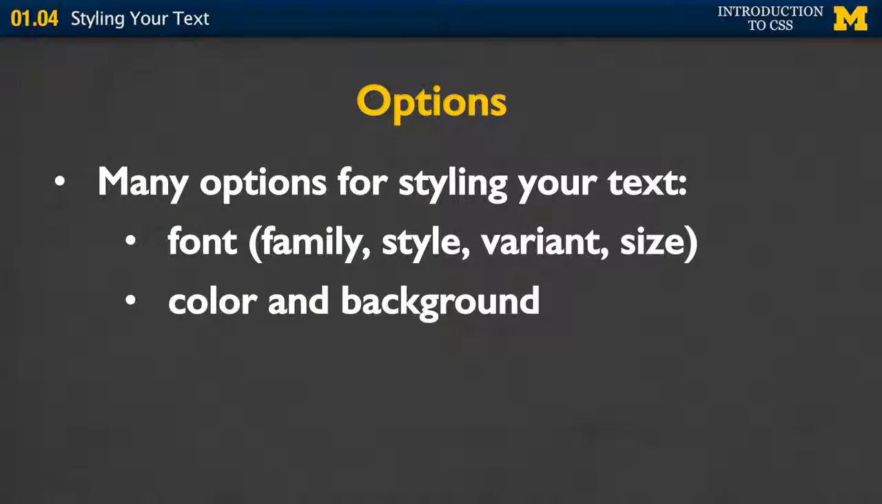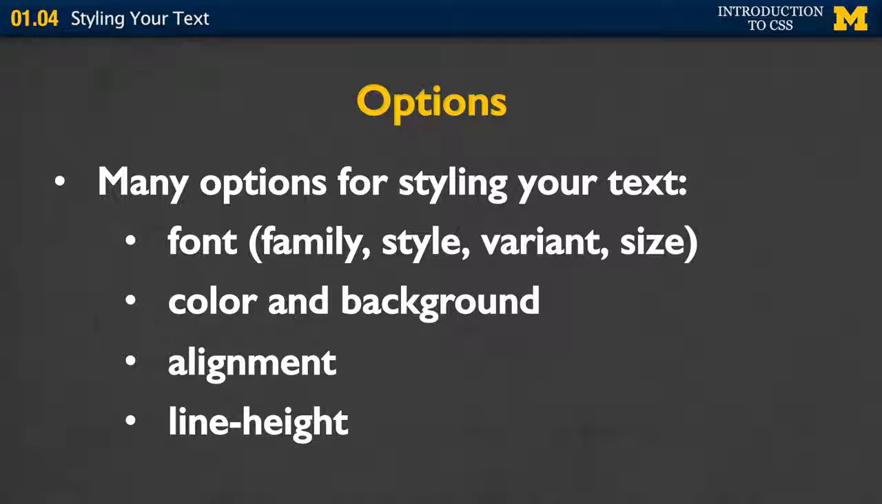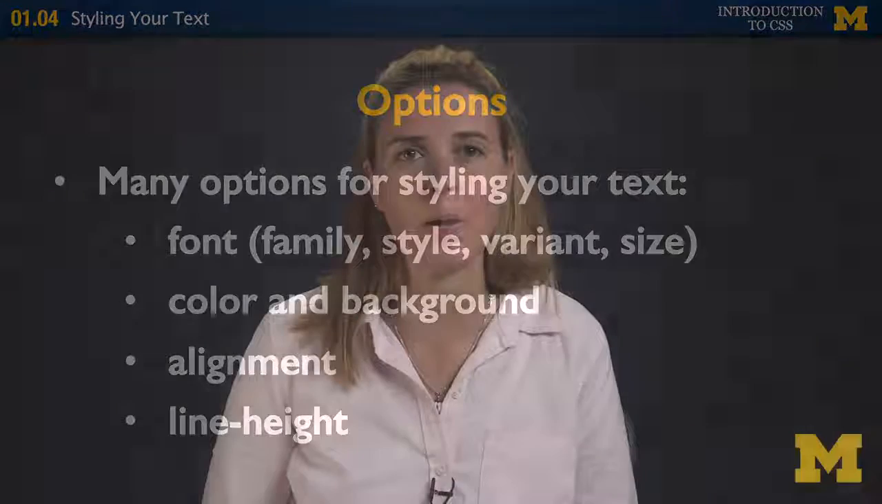One of those options is to think about your font. Some of the things you can style are the font family, the font style, the font variant, and the font size. We can also think about styling the color and background of your font. We can talk about alignment as well. And finally, we're going to talk very briefly about line height. These are all things you can do to really highlight or emphasize the different things you would like your style to bring about.